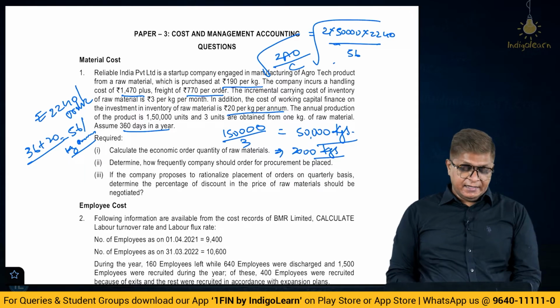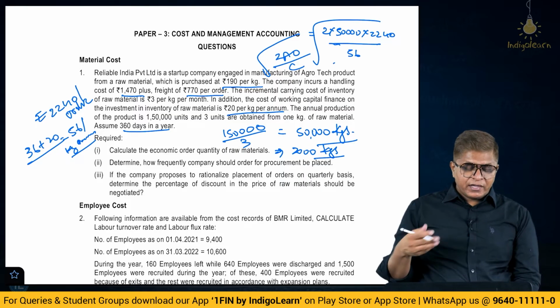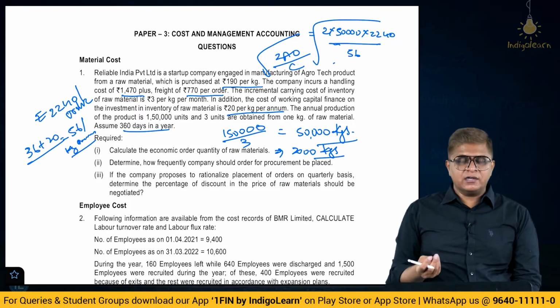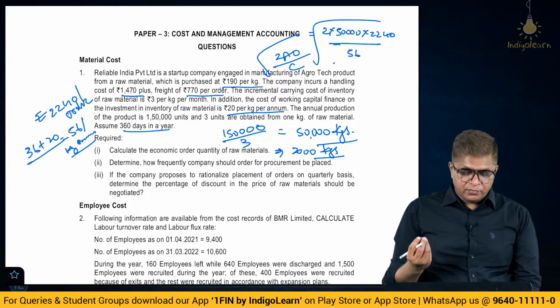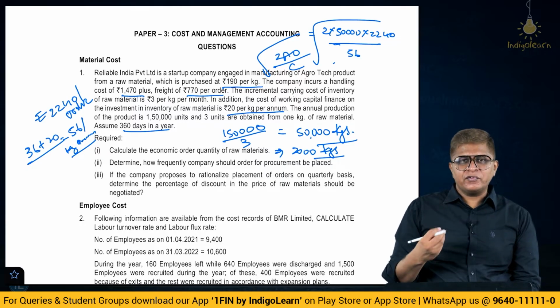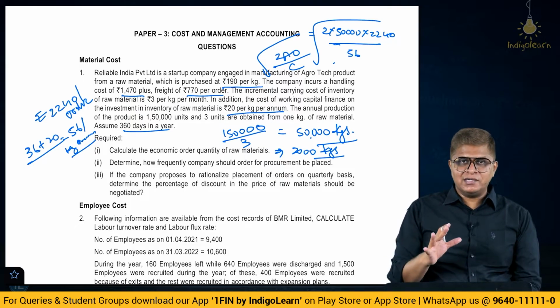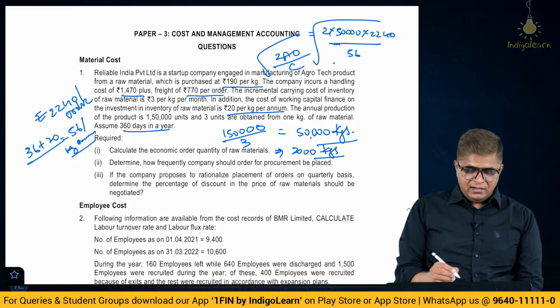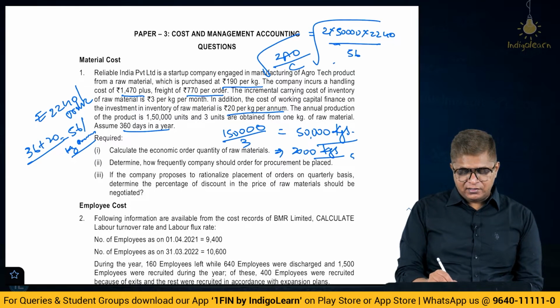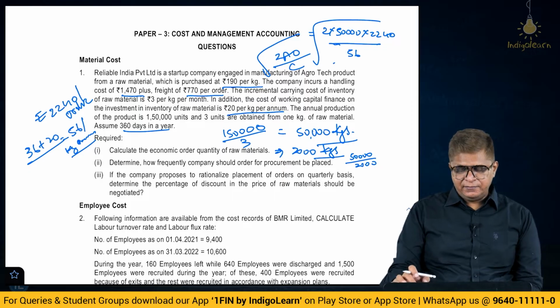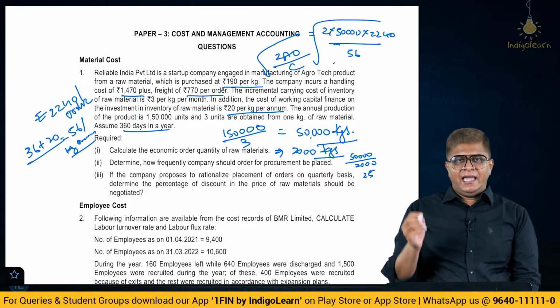Simple. Second, determine how frequently the company should place orders for procurement. So, how frequently should we place an order? Now, if my EOQ is 2000 and my annual requirement is 50,000 units, how many orders we need to place? We need to place 50,000 divided by 2000, which is nothing but 25 orders we have to place every year.